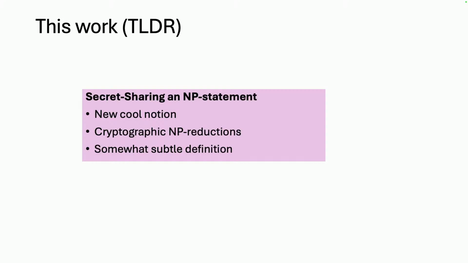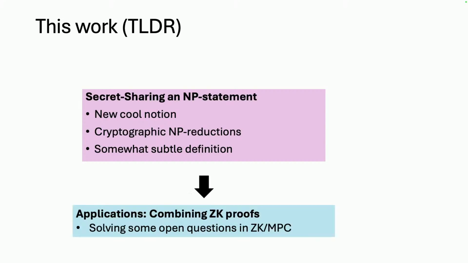In this talk, we're going to talk about secret sharing for an NP statement. I think that this is a very interesting notion. The way that I like to think about it is as a cryptographic variant of standard NP reductions. As we will see, the definition is somewhat subtle, so we're going to spend some time in order to define it properly, or the way that I think is proper. Later we'll see that it's not only cool, it will allow us to solve several problems. It allows us to get many combiners for zero knowledge proofs in a very strong way, very robust, very black box, etc.